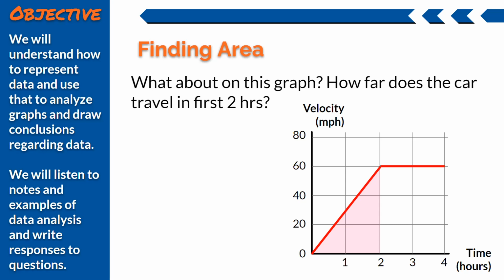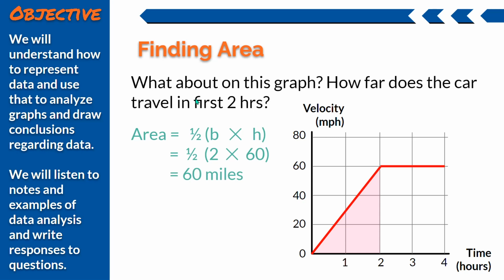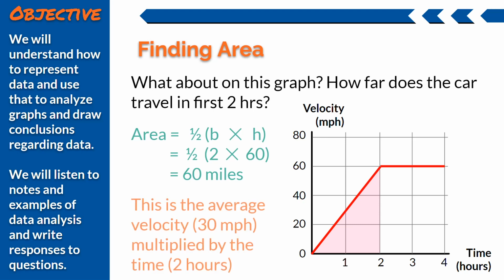What is the equation for area of a triangle? There you go. 1/2 base times height, or base times height divided by 2, whichever way you learned it. Same thing. So let's do that. Let's call the base of my triangle 2 and the height of my triangle 60. 1/2 times 2 times 60 is 60. That means in the first 2 hours, this car has traveled 60 miles.